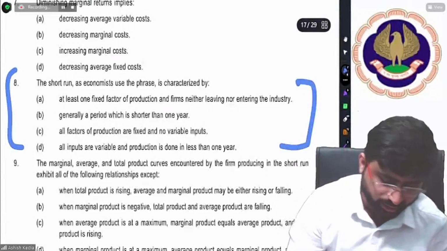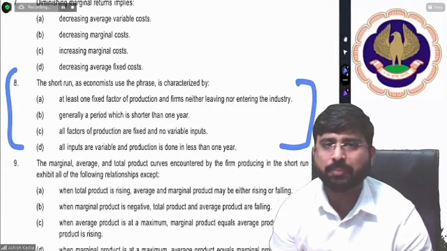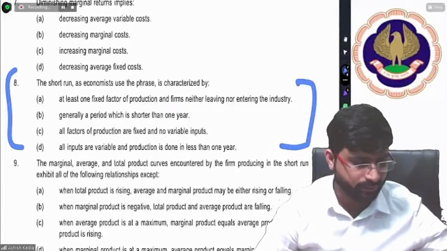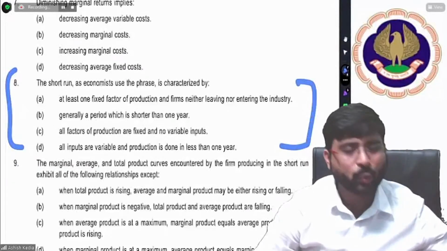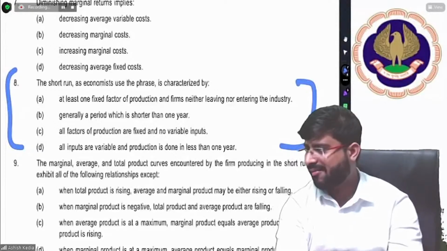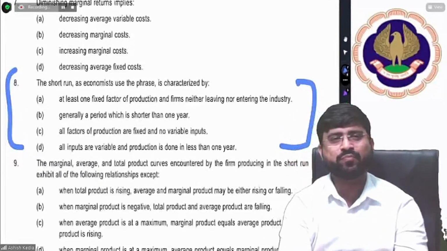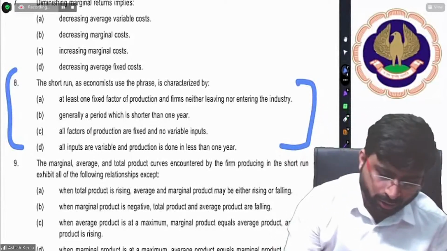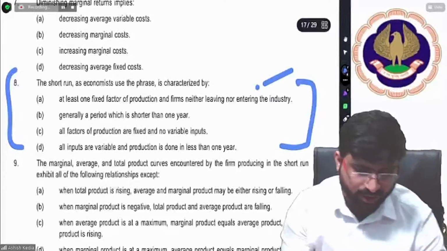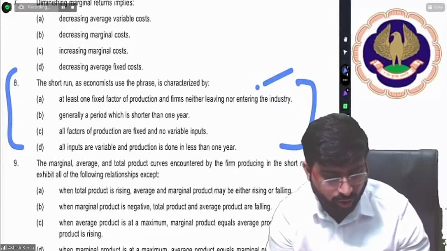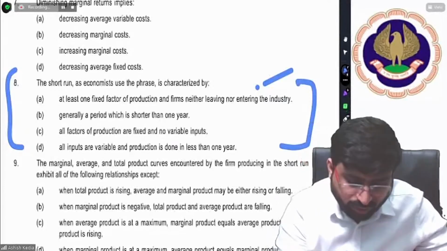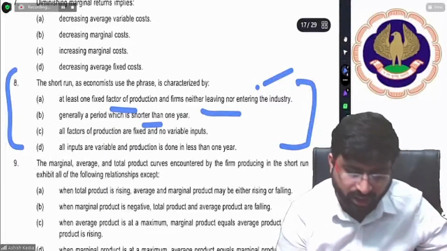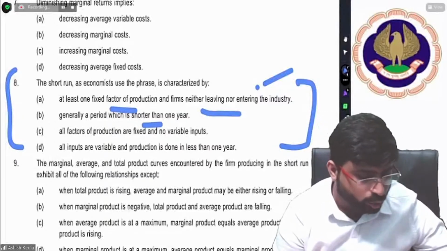This question, number 8. Question number 8, please, everyone. So, my dear friends, the short run as economists use the phrase is characterized by at least one fixed factor of production and firms neither leaving nor entering the industry, generally a period shorter than 1 year. What else do we have here?